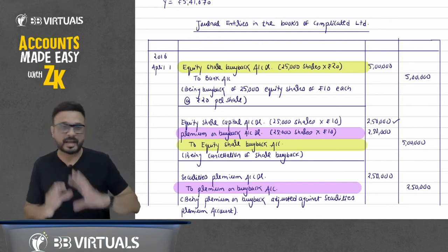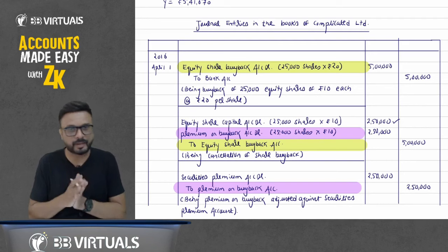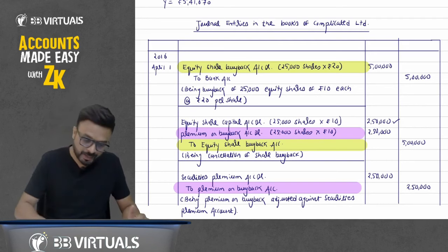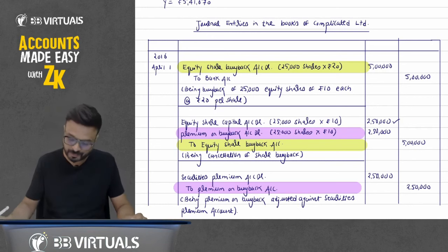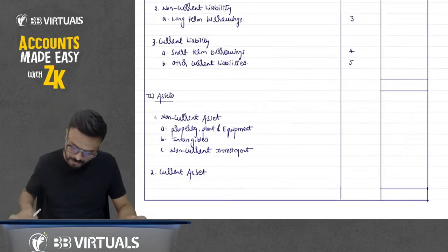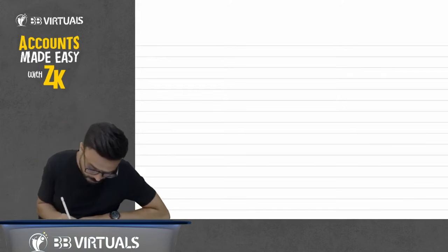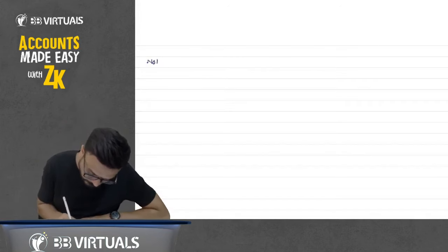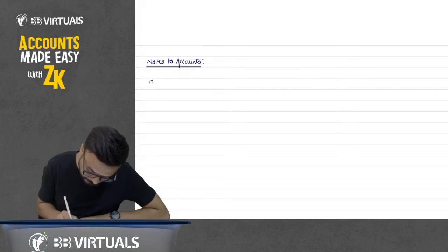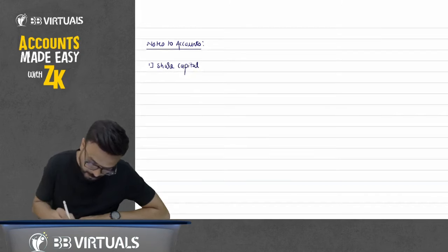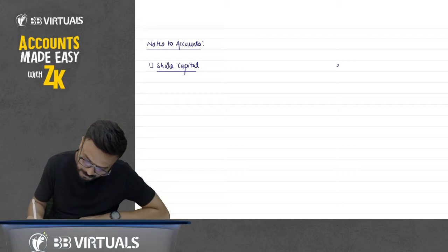You know that capital liability is credit balance. If you debit it, minus. If you credit, add. So you have debited here. So minus 2,50,000. How much does it come to? It comes to 11,00,000. So write down there in notes to account number 1, share capital, this 11,00,000.